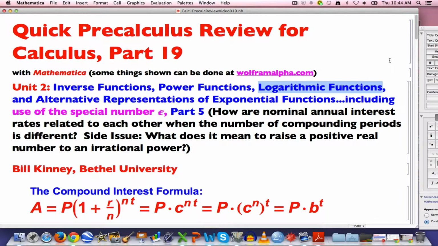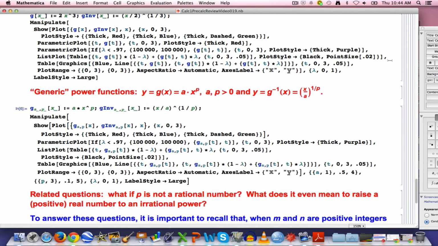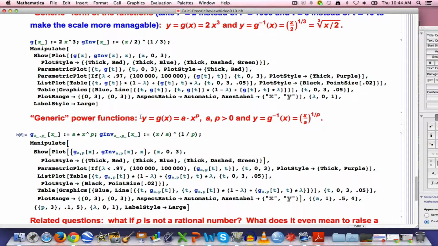Very first thing I want to do, though, is go back to the animation I showed you at the end of the last video, down here, to think about the family of power functions a times x to the p, where a and p are positive parameters, so this is a family of functions of x. Its inverse function, the generic family of functions that represent the inverse functions for each fixed a and p, are defined by this formula, which are also power functions. Here's how you enter those functions in Mathematica. Notice the subscripts are used to emphasize that a and p are parameters that are ultimately going to be animation parameters that you see down here.